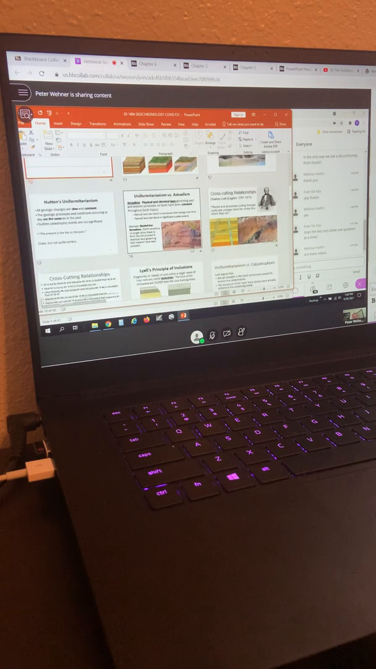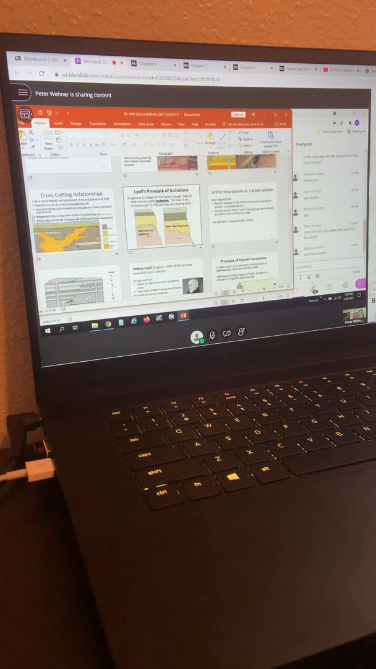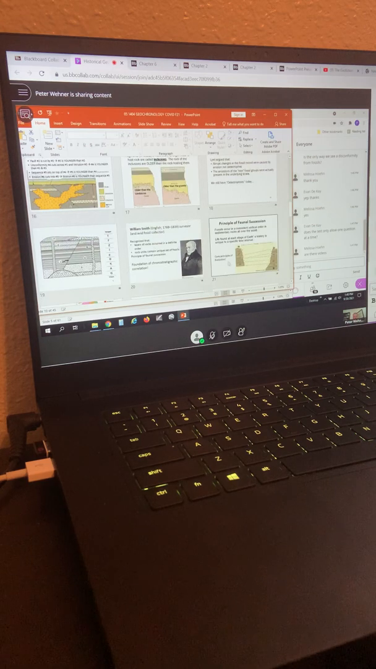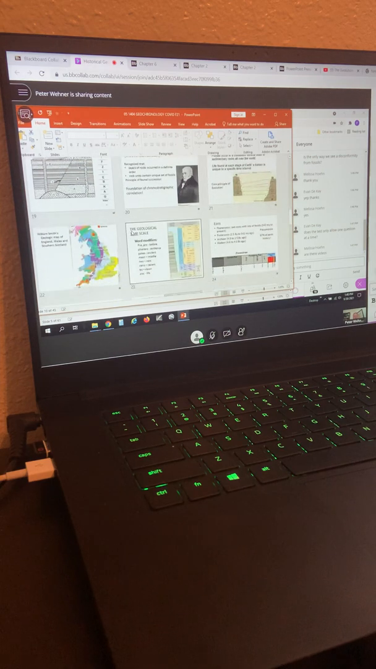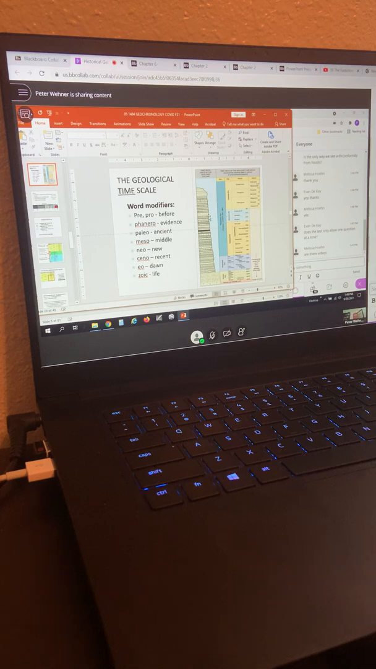Cross-cutting relationships, principled inclusion. These are important ideas that allow us to determine the sequence of events of relative dating. Will Smith with his fossil correlation. And remember, the geologic time scale is a scale of time. And again, I think I've mentioned before, it would not be fair to me to make you do all of this, but I do expect you to know the biggies.